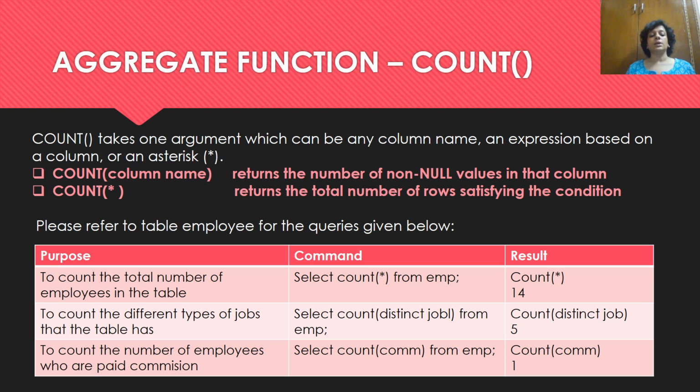To count the total number of employees in the table, the command would be: SELECT COUNT(*) FROM M. To count the different types of jobs in the table employee, the command would be: SELECT COUNT(DISTINCT job) FROM M. To count the number of employees who are paid commission, the command would be: SELECT COUNT(commission) FROM M.